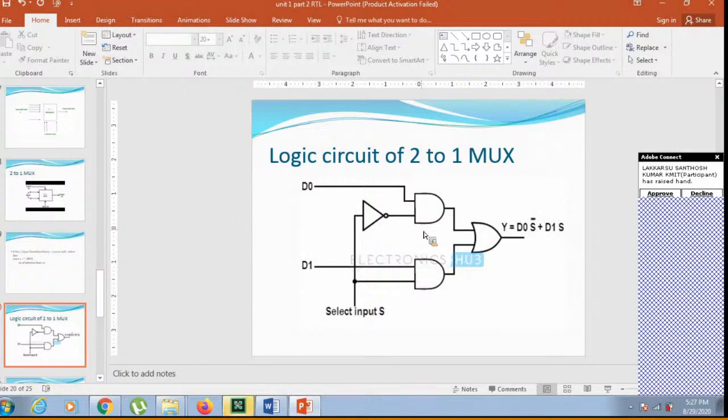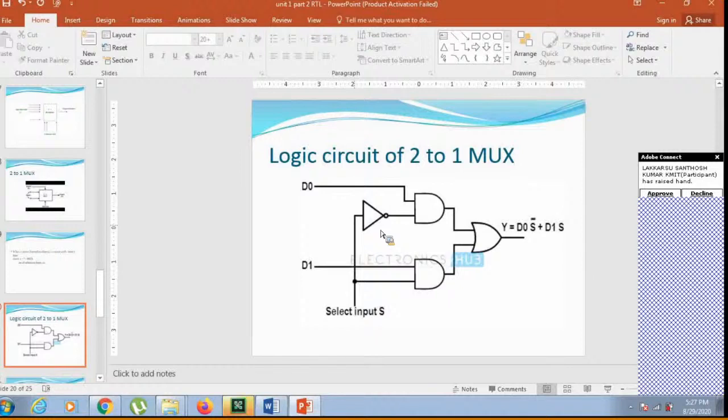If the value of S is equivalent to 1, then whichever input is connected to the first port of the multiplexer will be chosen for the output. In this logic circuit diagram, I have used 2 AND gates.